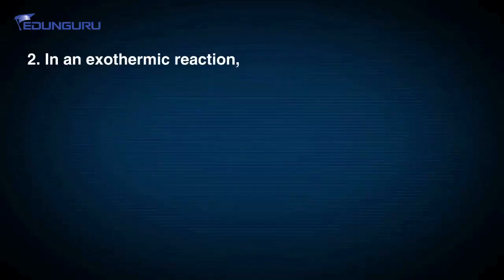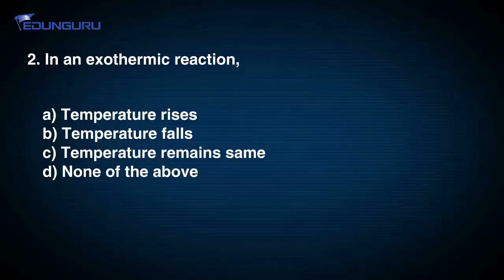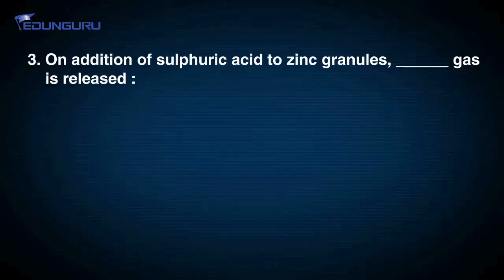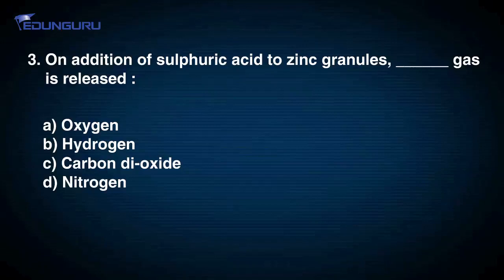Question number 2. In an exothermic reaction, option A, temperature rises. Option B, temperature falls. Option C, temperature remains same. And option D, none of the above. Question number 3. On addition of sulfuric acid to zinc granules, dash gas is released. Option A, oxygen. Option B, hydrogen. Option C, carbon dioxide. And option D, nitrogen.